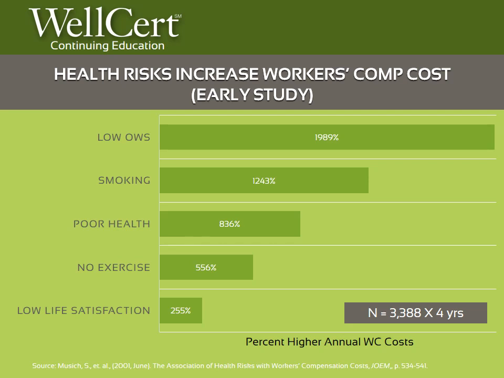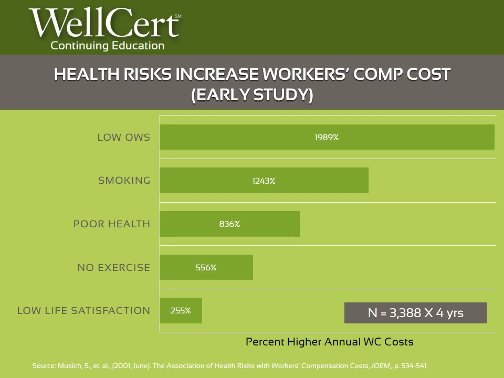And then by the way, the low overall wellness score is a multi-risk factor, which shows you a geometric increase rather than an additive increase. For smoking, it was about 1,200%, so that's about 12 times. Poor health, 8 times. No exercise, 5.5 times. Low life satisfaction, about 2.5 or 3 times. So this, again, was the size of the population was about 3,300 individuals for 4 years of observational data.